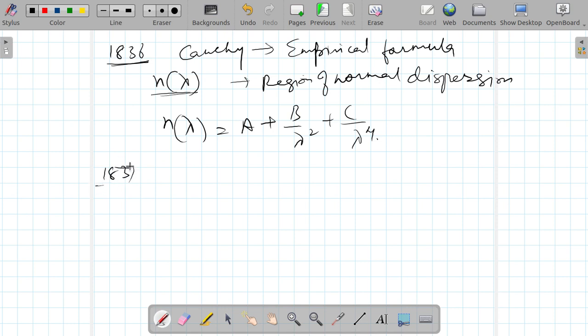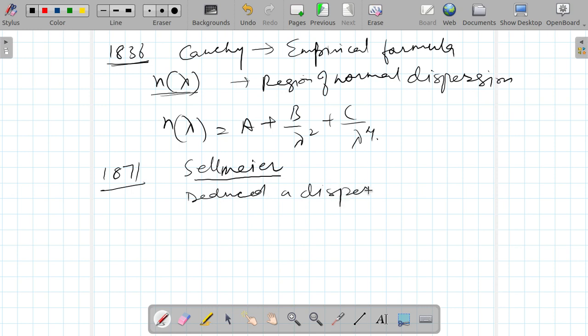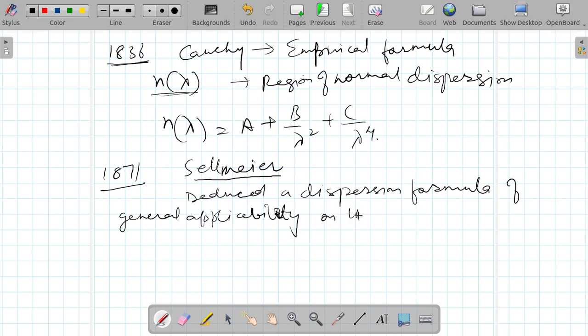Then in 1871, Sellmeier deduced a dispersion formula of general applicability on the basis of the elastic solid theory of light.